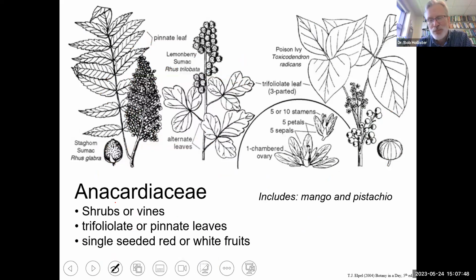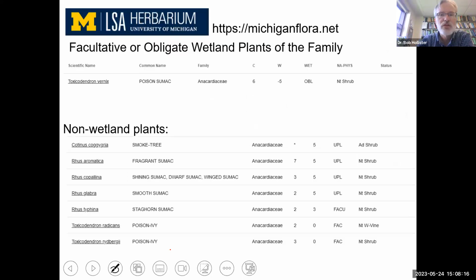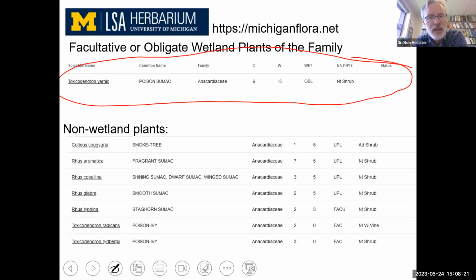Anacardiaceae, we're basically just going in alphabetical order here, not in importance. So this one, again, woody plants, so shrubs or vines, trifoliate or pinnate, and these ones have a single seeded red or white fruit. And the one that's the most important, well, here I'll show you. So there's only, again, one wetland plant.